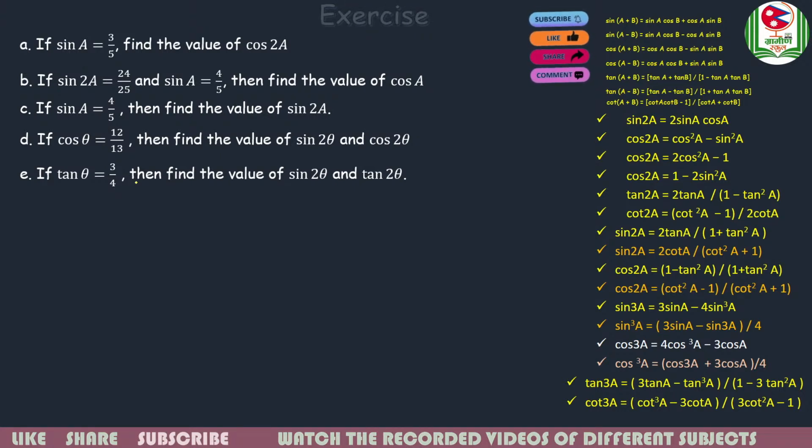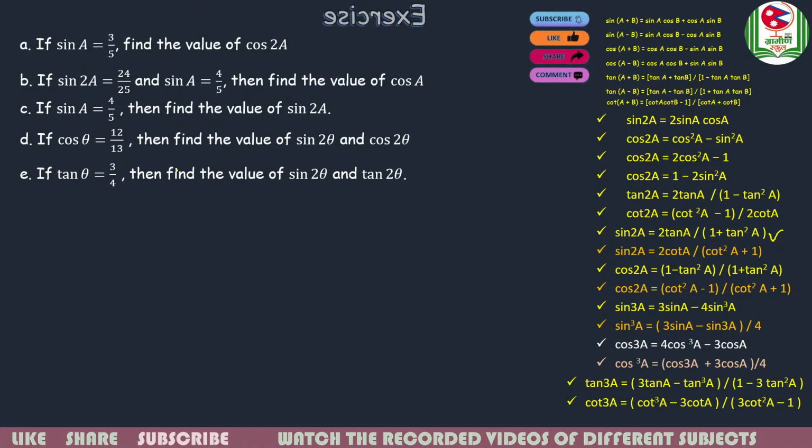Here tan theta equals 3 by 4. We have to find out the value of sin 2 theta and tan 2 theta. And we know sin 2 theta in terms of tan theta is 2 tan theta upon 1 plus tan square theta. So you can use this formula and get the value of sin 2 theta.